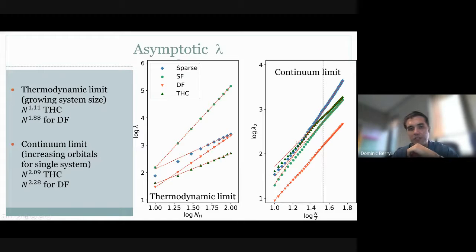I'm a little bit short of time, so I'll just talk about this one. What you find here is that this line down the bottom, that's for THC, and that has the best scaling up to larger values of n, because it has the smallest slope there. So we're getting lambda going as n to the 1.11 there versus n to the 1.88 for the double factorization, which is the next best one here with the red triangles.